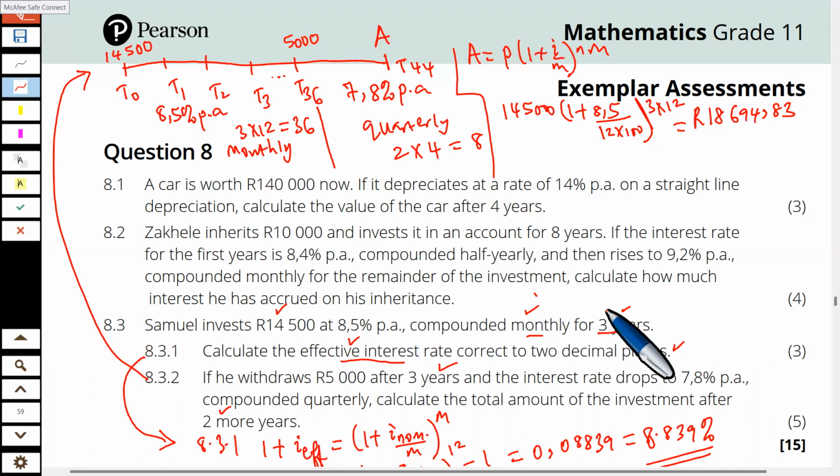And then next, what do we say? Next we say 5,000 is withdrawn. So you take the amount of money, and because now the 5,000 is withdrawn, you subtract it. So you have 18,694.83, you minus the 5,000.